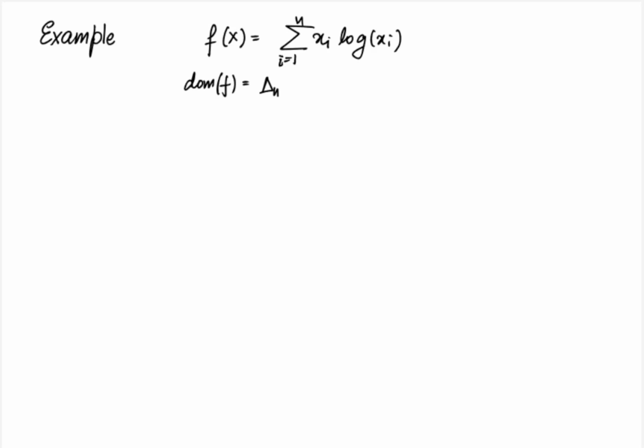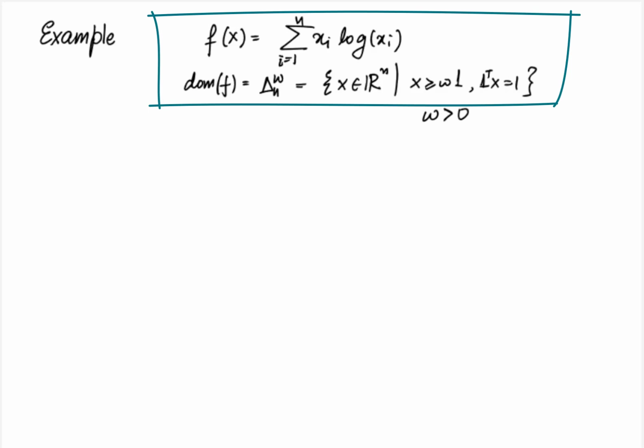Let us take a simple example, just for demonstration purposes. We have already seen that the negative entropy function is given by f of x equal to sum over i from 1 to n of x_i log x_i, where the domain of f is delta n omega, where x belongs to the non-negative orthant, such that entries of x are greater than omega and sum up to 1. So omega is a small positive number that ensures that none of the x values are equal to 0. We already know that the function is convex and Lipschitz continuous.